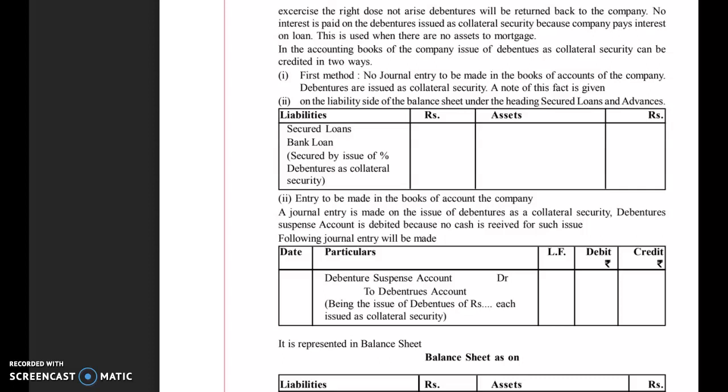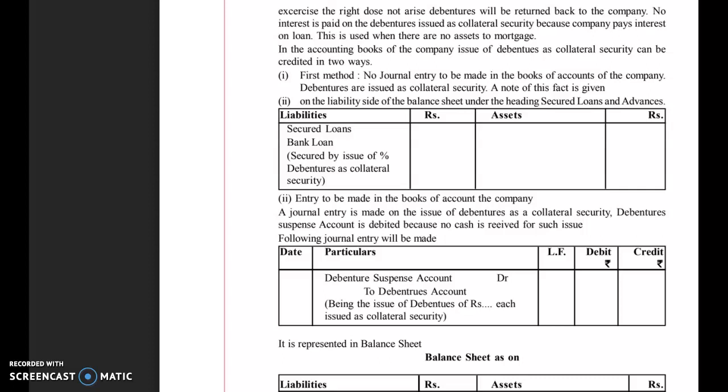Now there is the second method by which the issue of debentures as collateral security may be recorded. That includes two entries. The first entry is for taking up the loan, that is bank account debit to bank loan account, and the second entry is recorded on issuing the debentures as collateral security. Debenture suspense account will be debited to debentures account. Debenture suspense account will be shown in the balance sheet as a deduction from the debentures account on the equity and liabilities side, and debentures are already shown on the liabilities side.